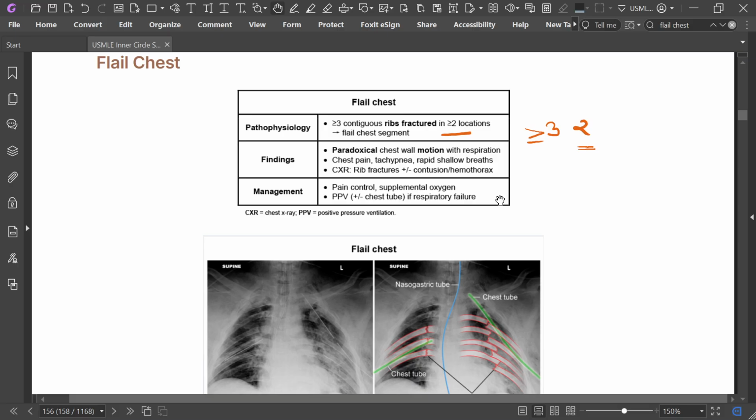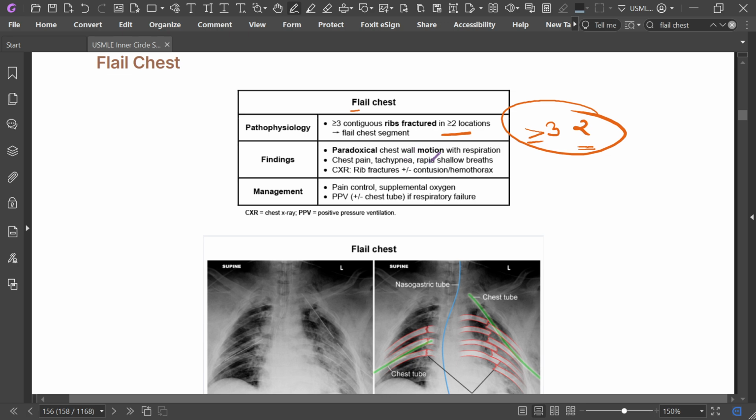Okay, the finding is paradoxical chest wall motion with respiration. So flail chest: fractured ribs, 3 2, and paradoxical chest movement.